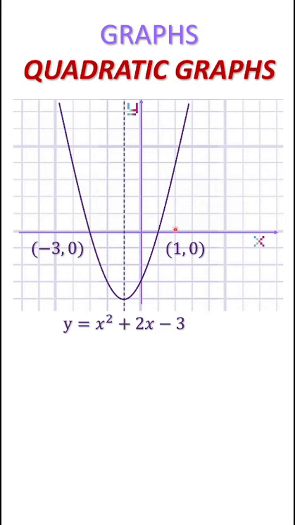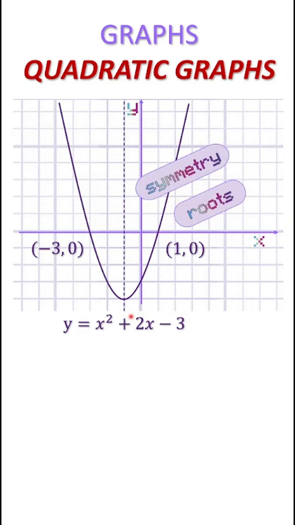Quadratic graphs have associated algebra that looks way more complicated than it is. There's really just two key features you're interested in when looking at a graph like this: the roots and the line of symmetry, or where the turning point is.